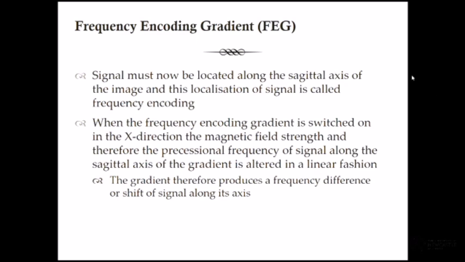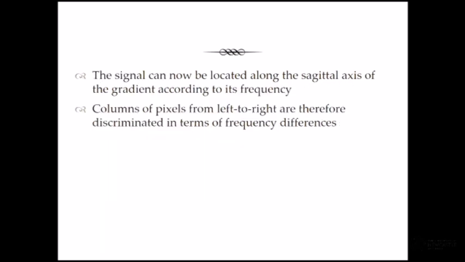So using that example of axial imaging, if we now switch on our X direction, we can change the frequency of those protons from left to right. So we can induce a frequency shift under the influence of that gradient. So the signal can now be located along the sagittal axis by using that gradient encoding. Okay, so the columns of pixels from left to right are therefore discriminated in terms of their frequency differences.